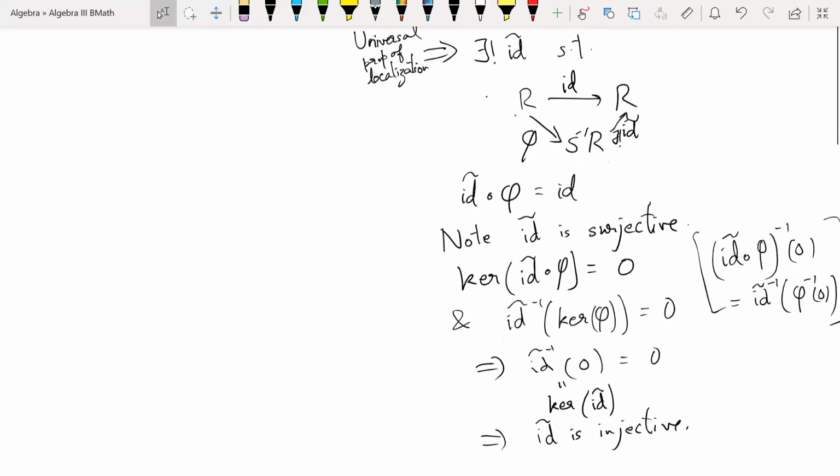So in the identity tilde composed with phi inverse of 0, it should be phi inverse of identity inverse. Oh, sorry, I made a mistake here. That's right. Sorry about this. So this is the kernel of identity tilde composed with phi, and this should be phi inverse of identity tilde inverse of 0. So it goes in the opposite direction. Then the argument is a bit shady.